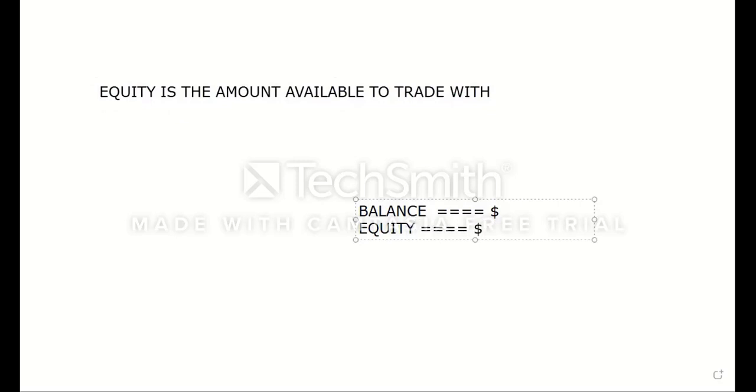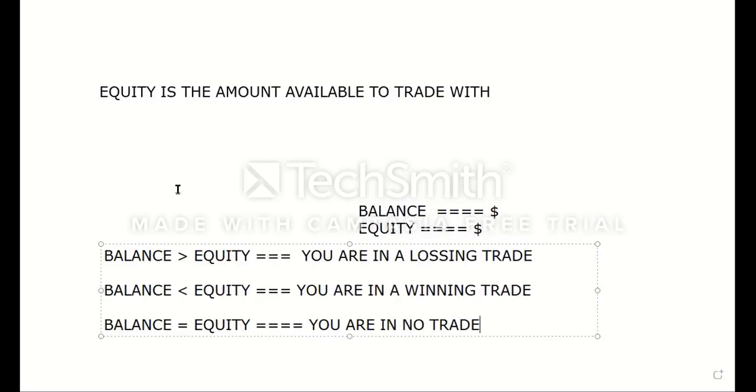It can mean different things in three ways. First, equity is greater than the balance. That is telling you you're in a trade and you're winning the trade. Another is where balance is greater than the equity. In this case, it's telling you that you are already losing in a trade. But when your equity is equal to your balance, it's telling you that you are literally in no trade.